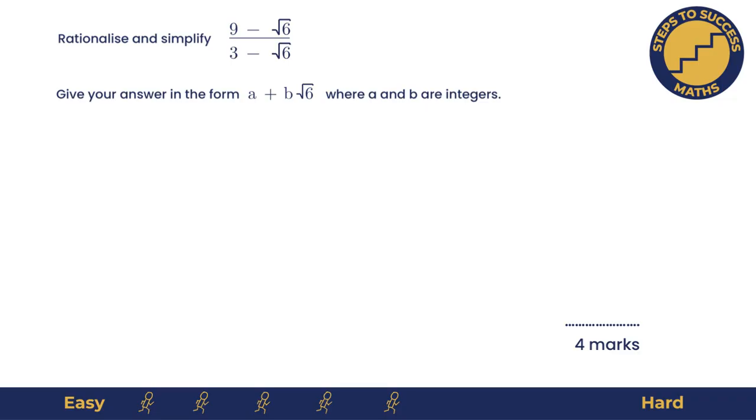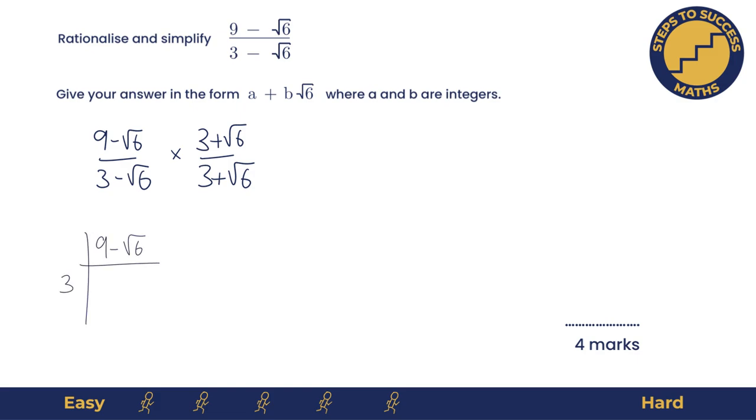So we're going to multiply by the opposite of what's on the bottom, so 3 plus root 6. 9 minus root 6 over 3 minus root 6 times 3 plus root 6 over 3 plus root 6. So we're going to need grids for these. So let's do the top one first. 9 minus root 6 and 3 plus root 6.